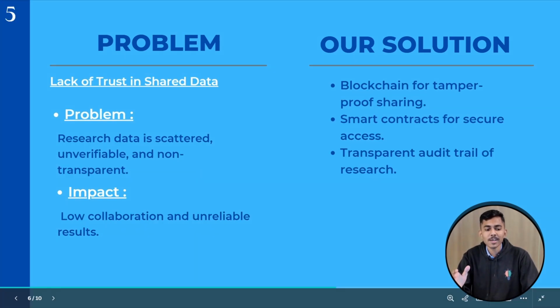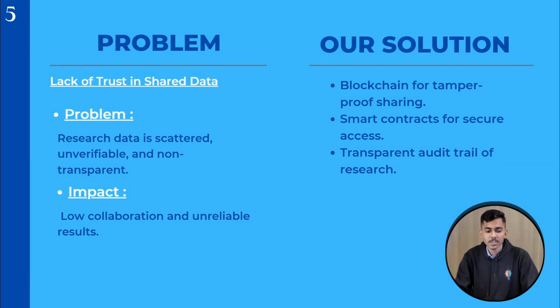The next problem is lack of trust in shared data. Researchers' data is scattered, unverified and non-transparent. The impact is low collaboration and unreliable results. Our solution is blockchain for tamper-proof sharing, smart contracts for secure access, and transparent audit trails for research. The tech stack is Ethereum, IPFS, Fabric, Node.js and Express.js.